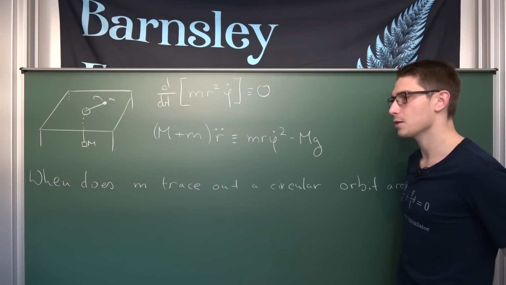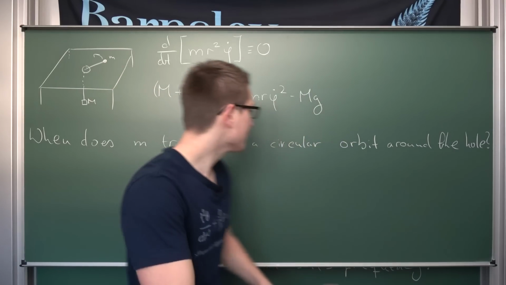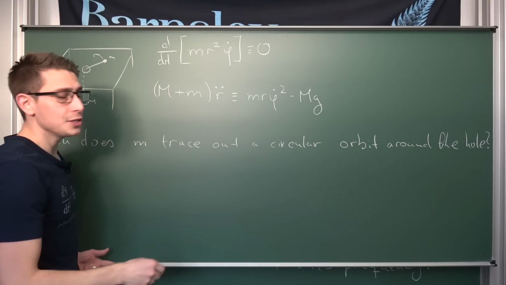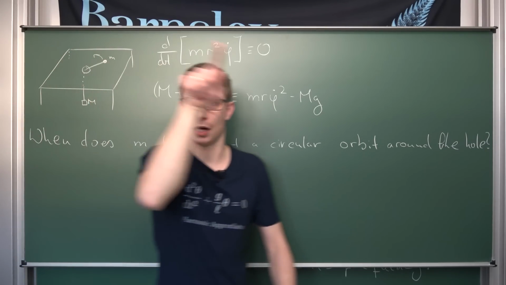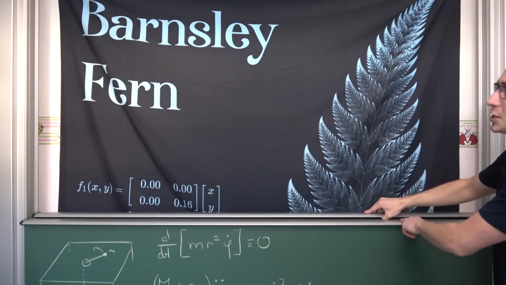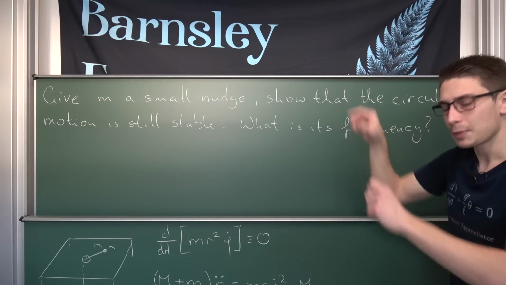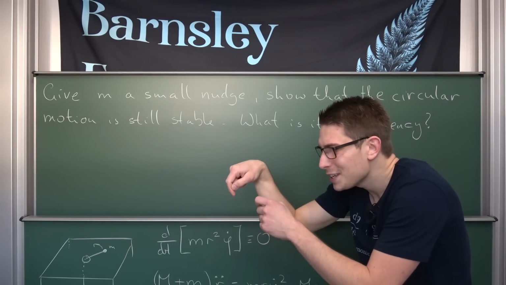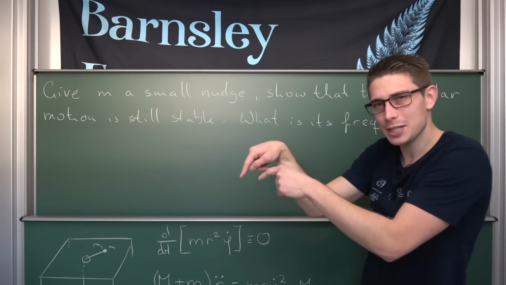And today we want to ask ourselves two questions. When does M, so the small mass up here, trace out a circular orbit around the hole? Okay, when does it have a stable circular orbit around this hole, tracing out a circle? And then the second question is, when this mass M is going to trace out this orbit, and we're going to go to the table and we're going to give it a slightly small nudge, okay? We are going to add a bit of noise to this whole thing.